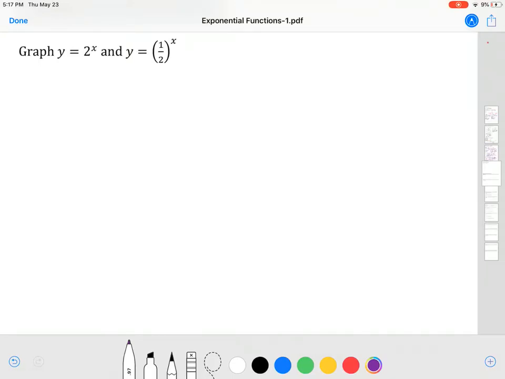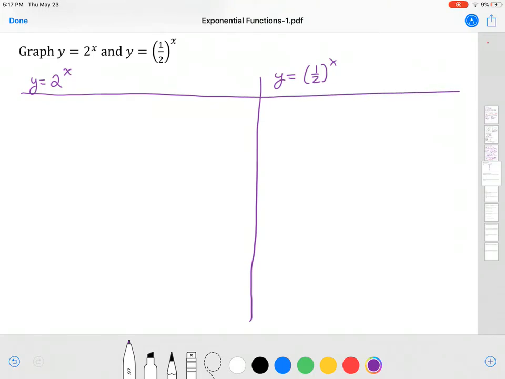Okay, in this video, we are going to graph and compare the graph of y equals 2 to the x and y equals 1/2 to the x. So let's first graph y equals 2 to the x. I'll do 2 to the x on this side and 1/2 to the x on this side. Okay, so we're going to make a t-table to start off with.